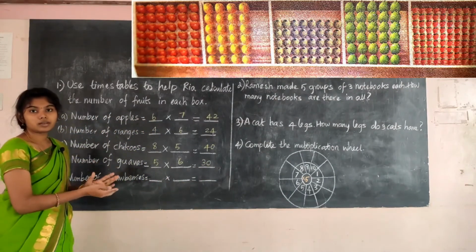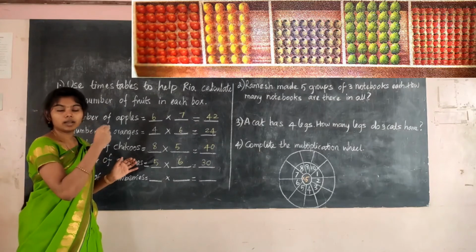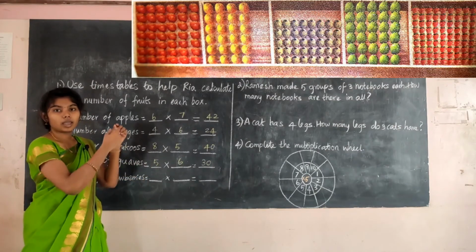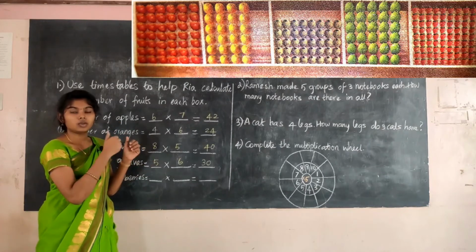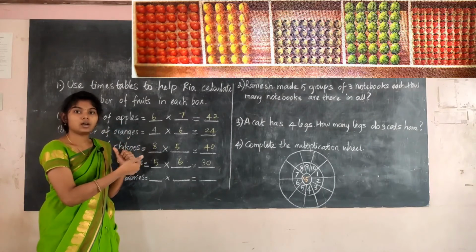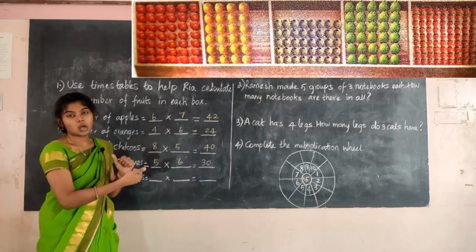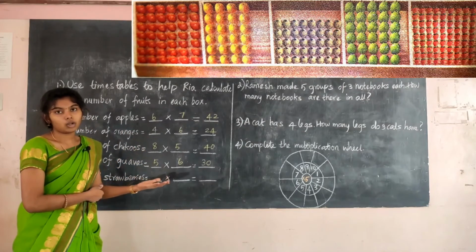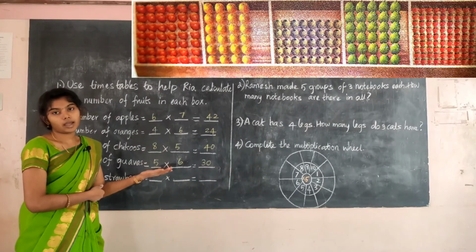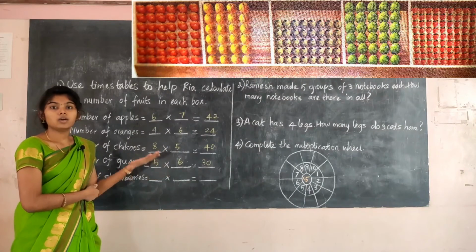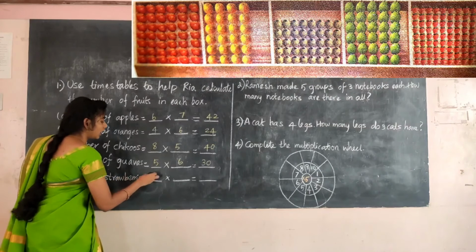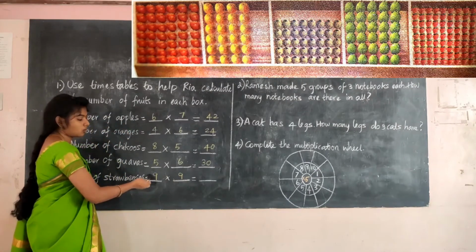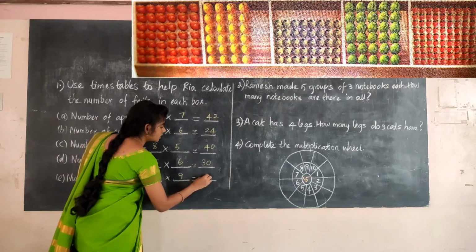And now the next one, number of strawberries. How many strawberries are there? You can count each of the strawberries, or you can calculate from the rows and columns and find the multiplication answer. Just see the rows and the columns. There are 9 rows and 9 columns. So how will you write it? 9 cross 9. Interchanging the numbers they are the same. 9 9s are 81.